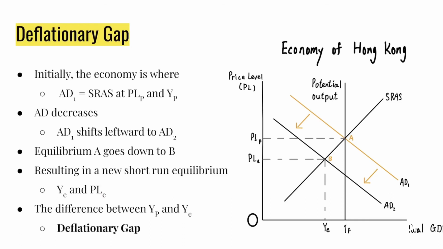And at this point, the price level has gone down. The real GDP is smaller than the potential GDP, and unemployment is greater than the natural rate of unemployment.